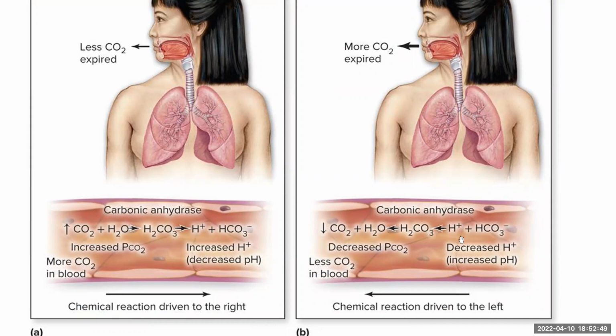So now what we'll see is a decrease in the hydrogen ion concentration because we're forcing it to produce water and carbon dioxide, and that carbon dioxide is exiting out of the lungs because it's being breathed off. So we see less carbon dioxide and less hydrogen ion in our blood. That causes an increase in our pH.